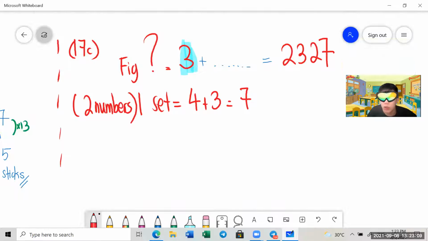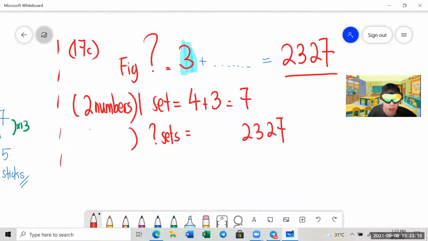Now, right now, it's 2327. That is the value equals to how many sets? And how many sets equals to how many numbers? Do you get what I'm trying to say? All right, so right now, it's working the other way around. But I want to ask myself first, can 2327 be divided by 7? You kind of get a decimal.